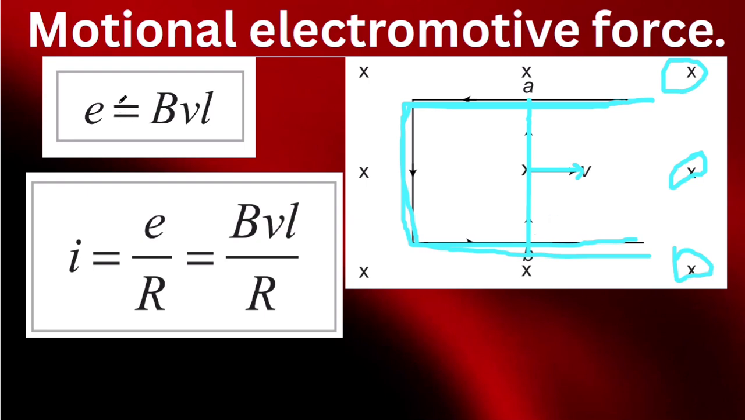Then the motional EMF E is vBL, we derived earlier. So here a motional current will appear due to the motional EMF in this loop along this direction. This current is I equals E by R, where R is the resistance of this loop, the external resistance. And if we put E equals BvL, then the induced motional current is BvL by R. Okay. So we will stop here for this part.